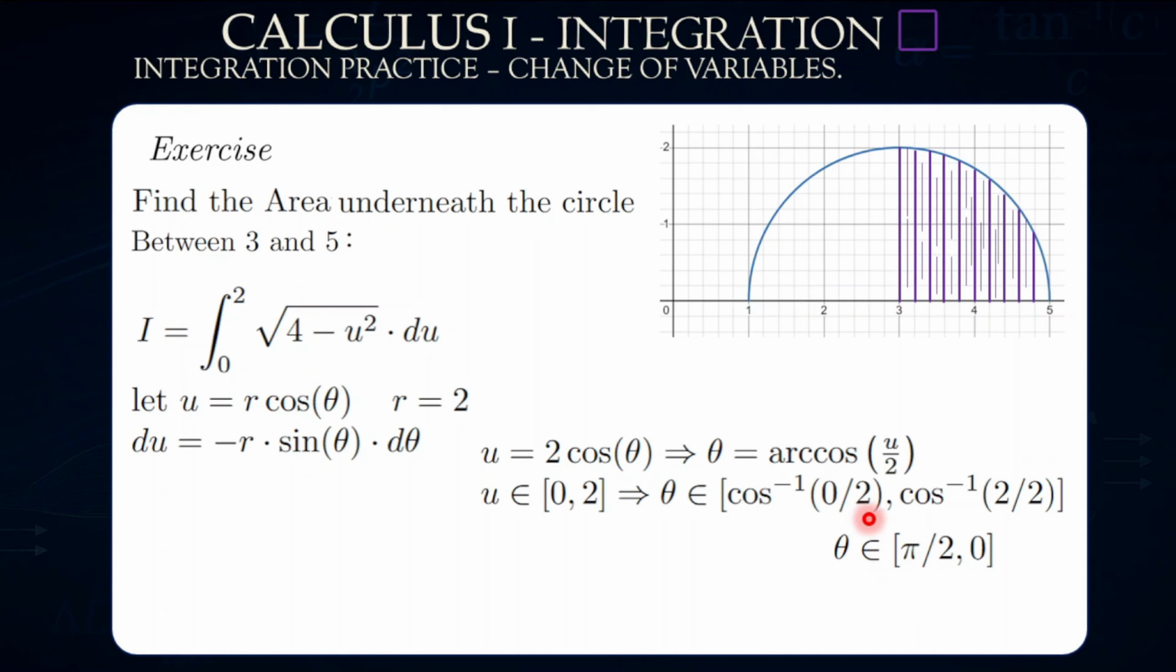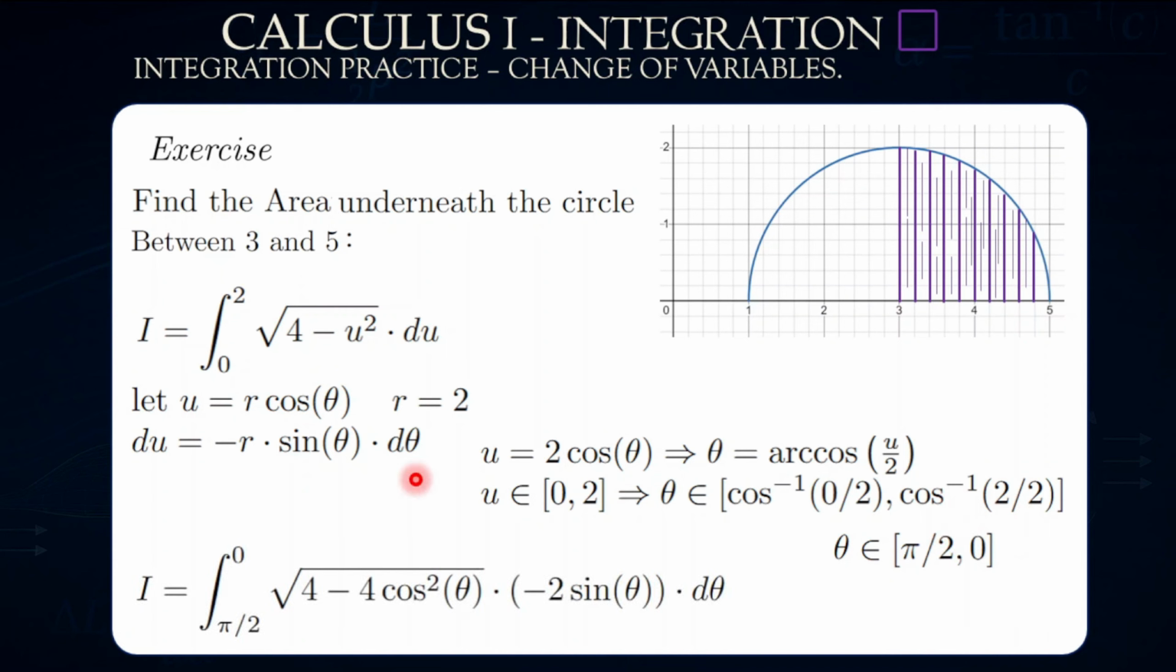So what gives us 0? Which angle? It is cosine of pi over 2. So the angle is pi over 2. And the angle that gives us cosine 1 is actually 0, because cosine 0 is equal to 1. Hence, I is equal to integral from pi over 2 up to 0 of the square root of 4 minus u squared. U is equal to 2 cosine theta, so it is 4 minus 4 cosine square theta, times du, which is minus r sine theta d theta, or minus 2 sine theta d theta.